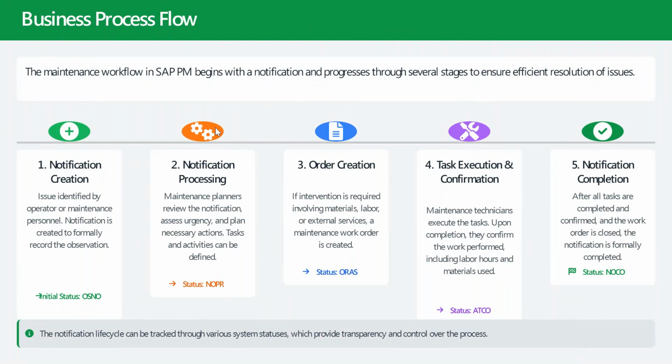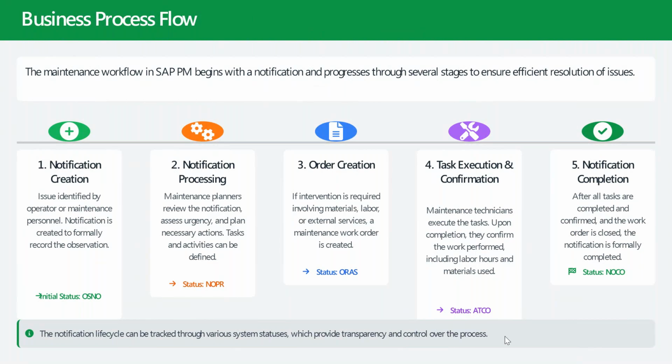The next is the task execution and confirmation. Here the maintenance technician executes the task. Upon completion, they confirm the work performed, including labor hours and material use. So once these things have been maintained, then your status will be ATCO.